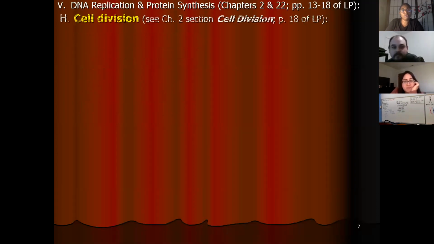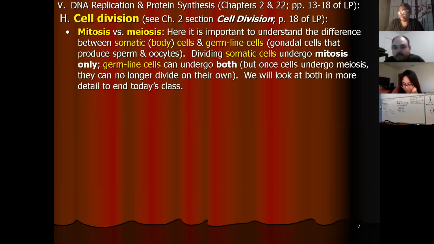Let's go on to cell division now. And here's where more of a definition of the difference between somatic and germline. We had this covered in anatomy. You should have had it covered in anatomy. So I should be able to go through this pretty quickly. But regular body cells, somatic cells, only do mitosis. Germline cells do both.